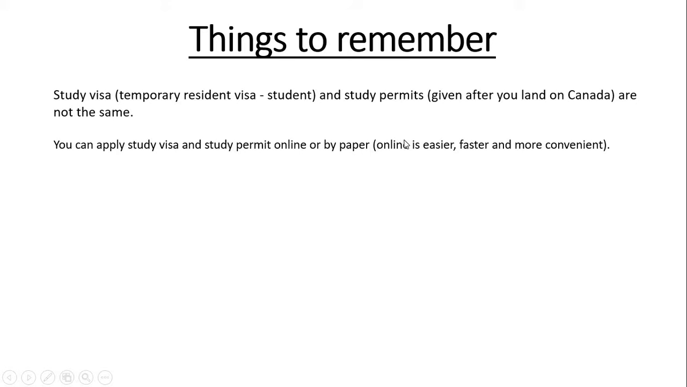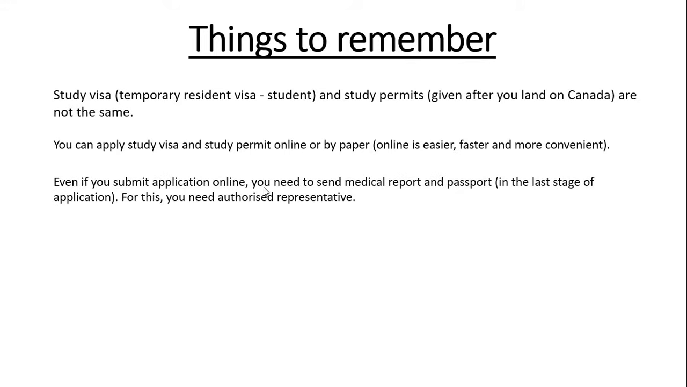They are different things, and you can apply for both study visa and study permit online or by paper, and online is very easy, faster and more convenient. That's why today I'm going to show you how to do it online, but you can also apply by paper. But even if you submit the application online, you need to send the medical report and passport at the last stage of the application. For this you need an authorized representative, called a Visa Application Center, VAC, and your country can have one or many visa application centers. You just need to look on the government website of Canada to see where the visa application center is in your country.